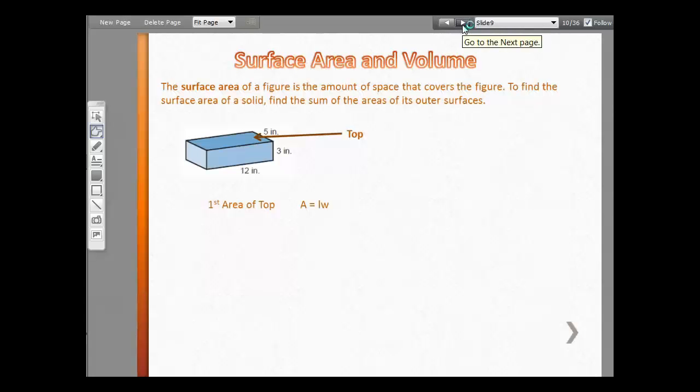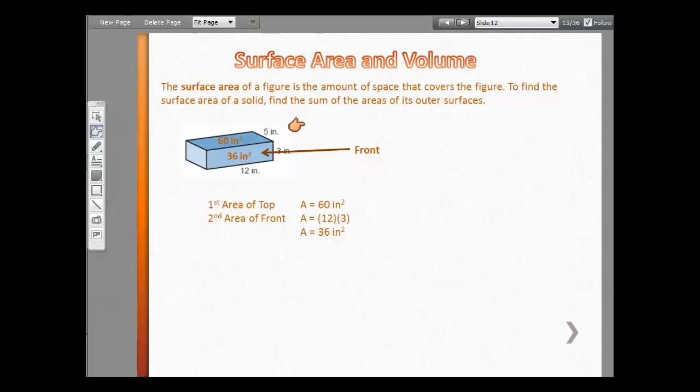So the first thing we're going to do is find the area of the top. There you go. Now if I'm looking at the top, I know that the area of the top is length times width, right? So I know this length is 12, I know this width is 5, 12 times 5 is 60, so I know that top is 60 inches squared. Then I'm going to do the front. Again, you've got length times width, so you've got 12 inches times 3. That gives you 36 inches squared.